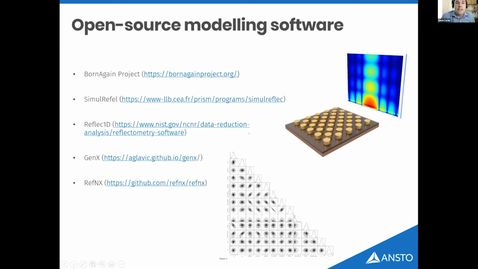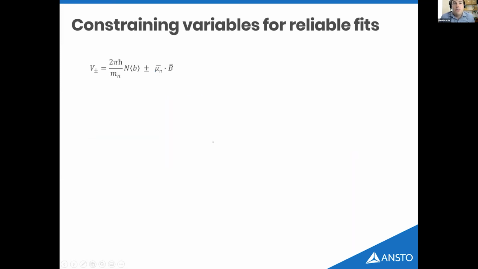All right, the key thing, regardless of which software you use, is to try and constrain the variables. So this is an art form in itself. And often it's enough just to know roughly the thickness of the layer and roughly the composition, and that's enough to give a very well-constrained fit. But I like to do better in general.